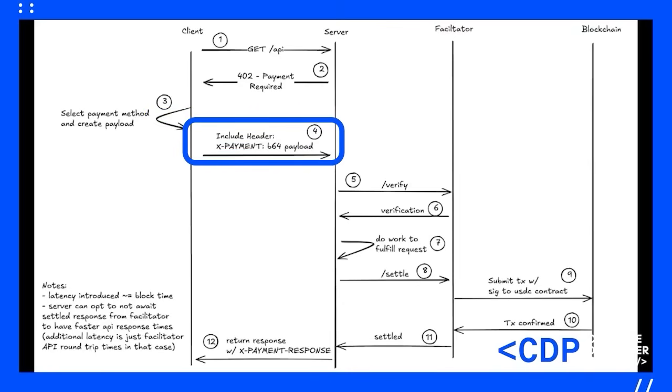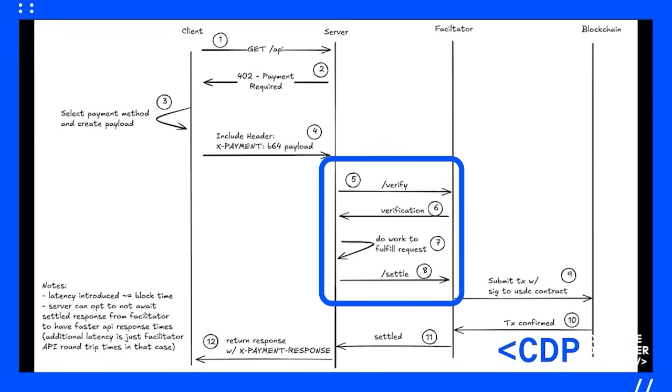The server can now do steps 5, 6, 7, and 8 itself, or delegate those steps to a facilitator. The facilitator exists to optionally allow the server to abstract away interactions with the blockchain. Because for folks who are new to crypto, that can be difficult. And CDP has a ton of other products that make interacting with blockchains a little easier. It's still new. Most people aren't running nodes and wallets in production as of today.